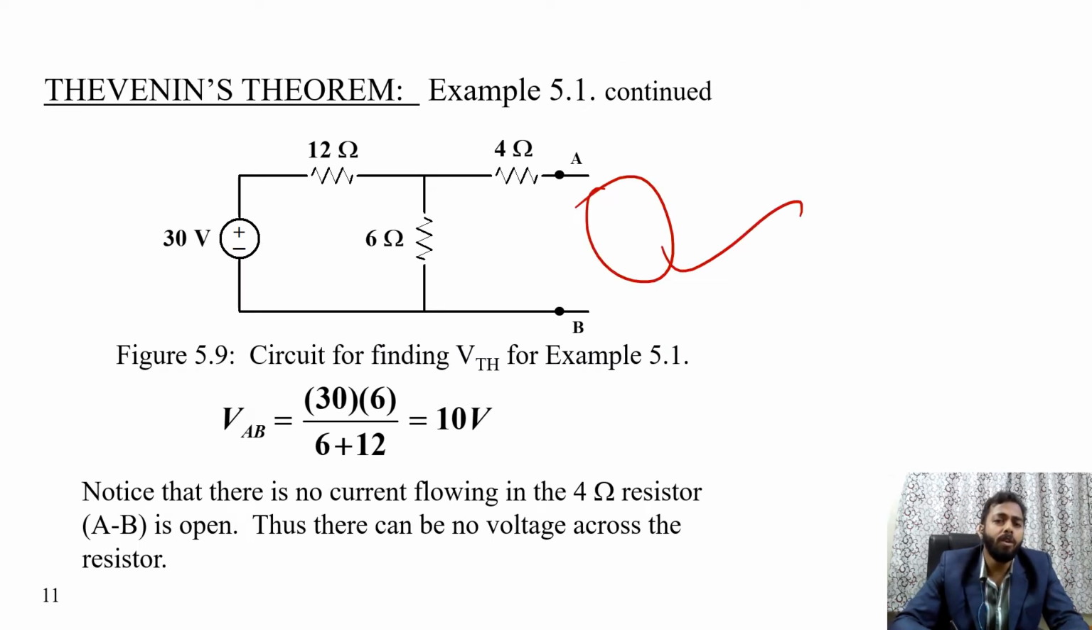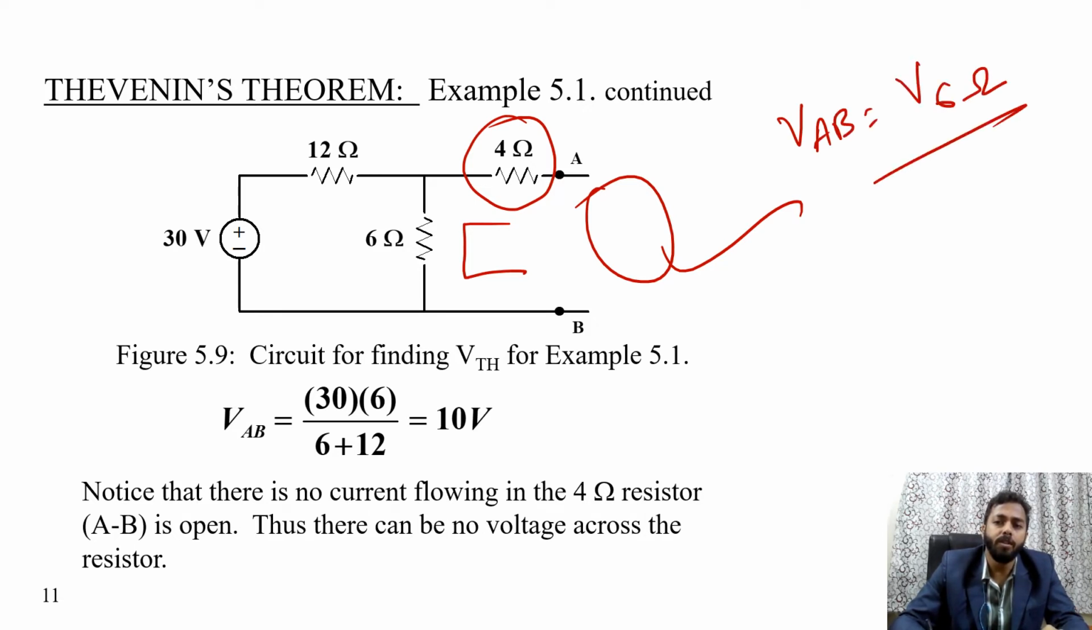Now you can see what the voltage is between the terminals A and B. Actually, in the 4 ohm resistance there is no current. Therefore the voltage drop due to the 4 ohm resistance is 0, and only the voltage drop between A and B remains. Between A and B, that voltage drop is actually the voltage drop due to the 6 ohm resistance. So for that you have to find out the current in the 6 ohm branch.